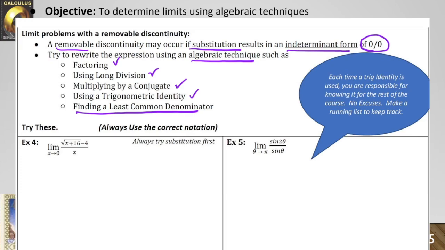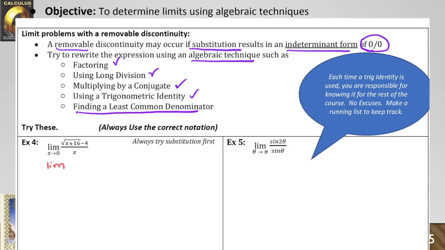So, for example 4, I'm looking at my problem. If I substitute the 0 in, look at this, I get square root of 16 minus 4. Well, that of course is 0. And divide by 0. So substitution in here fails. I have an indeterminate form. I should not write 0 over 0, but what I should do is use one of my algebraic techniques in order to rewrite the problem.